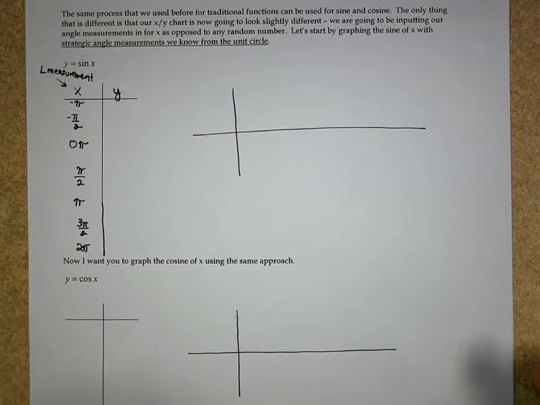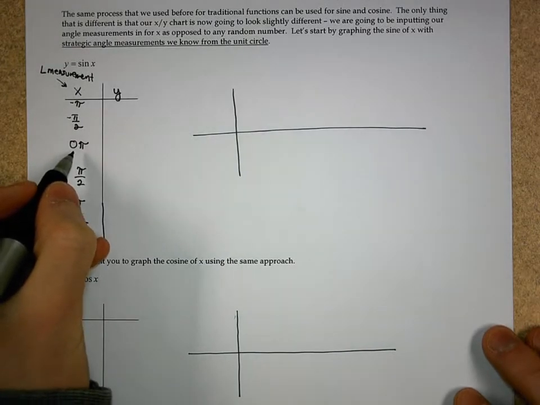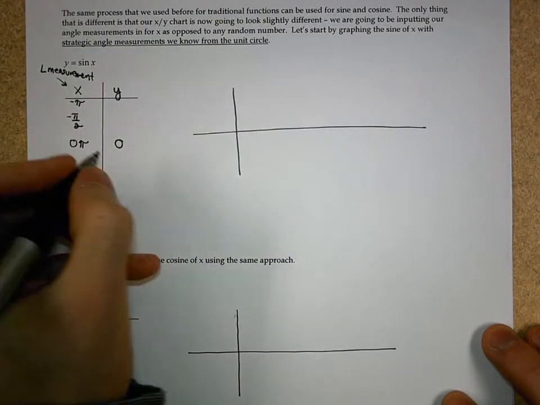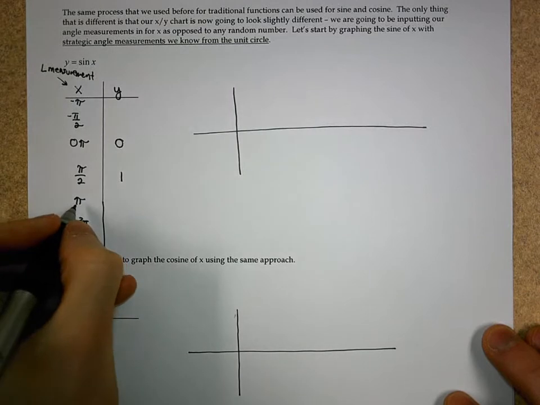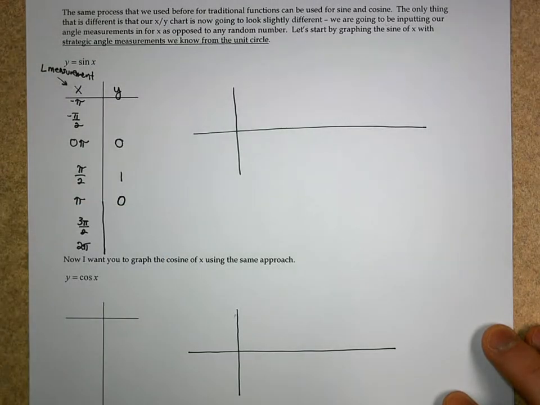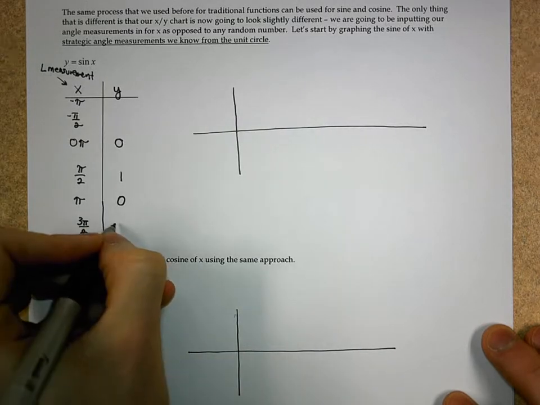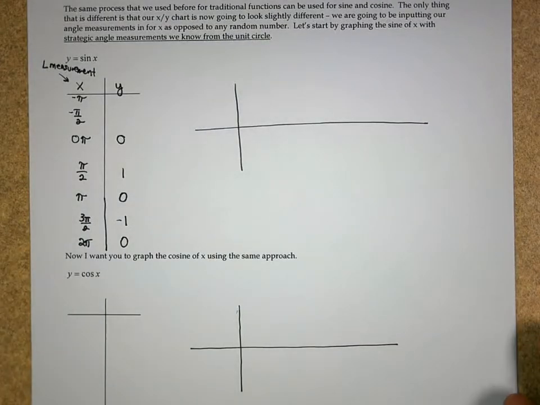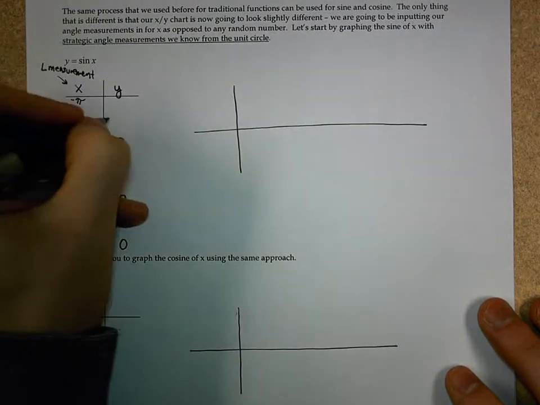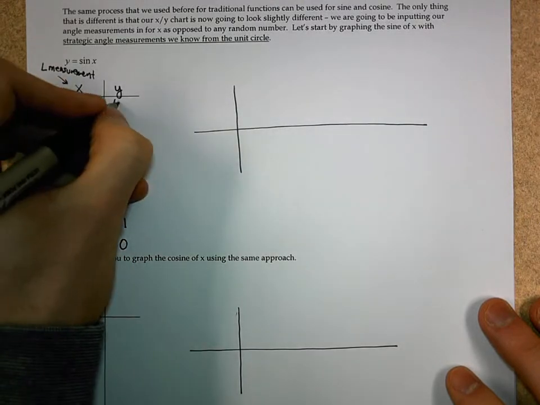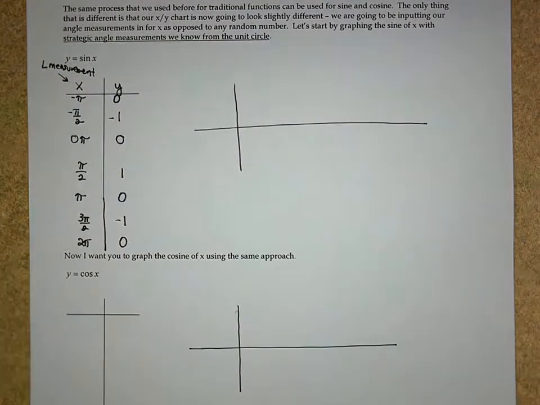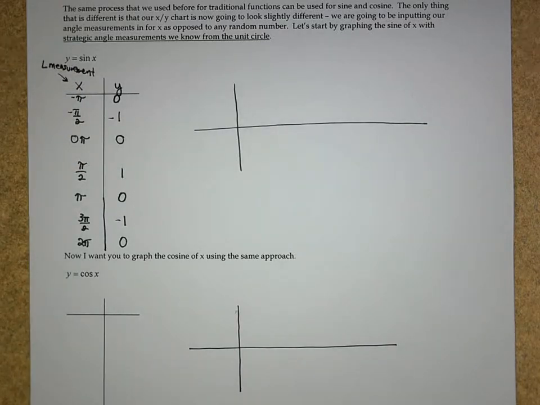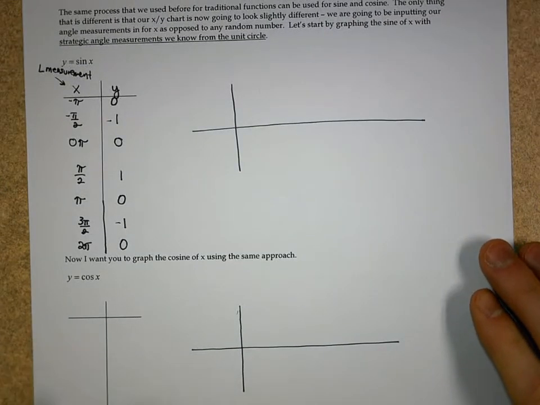So if I go to my unit circle, the sine of 0 is 0. The sine of pi over 2 is 1. The sine of pi is 0. The sine of 3 pi over 2 is -1. And the sine of 2 pi is 0. If I do the same thing going in the other direction, sine of negative pi over 2 is -1, and then sine of negative pi is 0. So I've got this 0, -1, 0, 1, 0, -1, 0 pattern going on. And I want to begin to plot that.